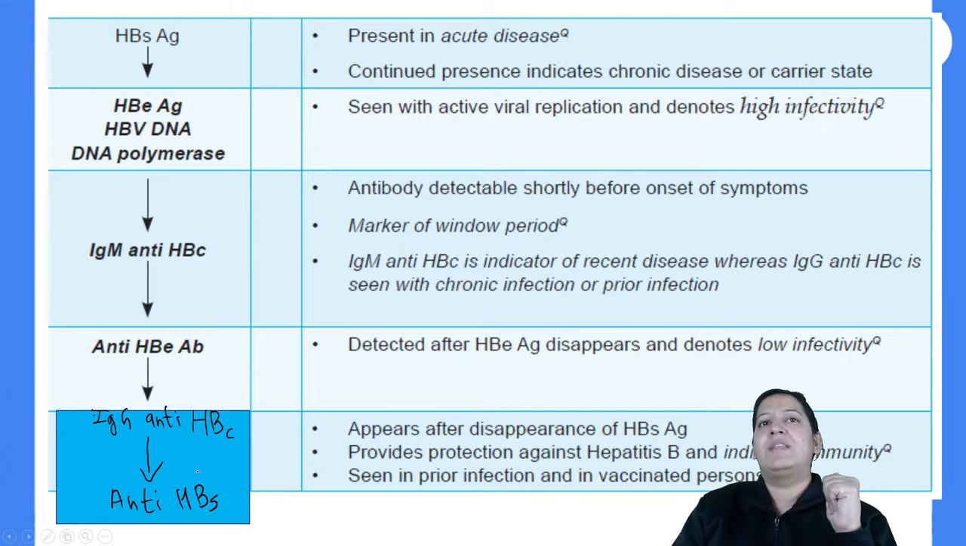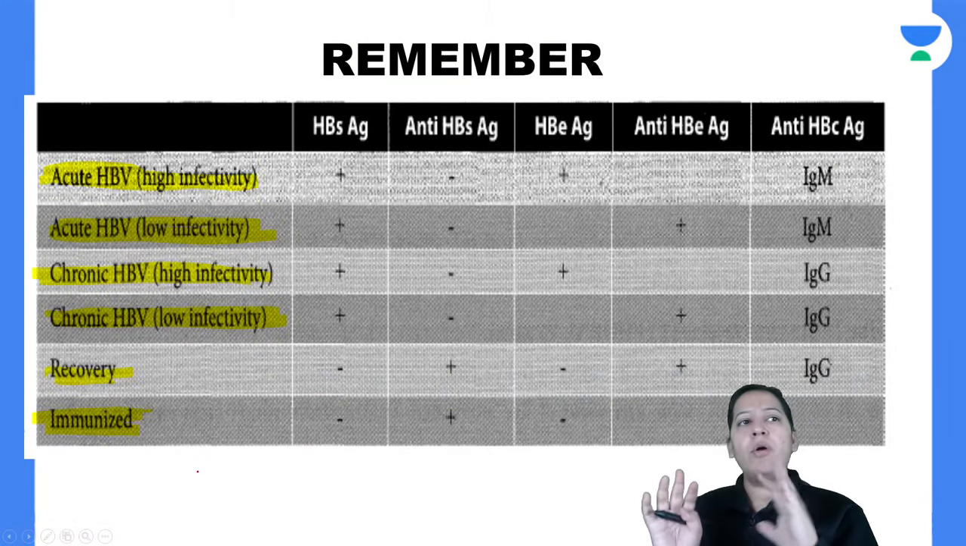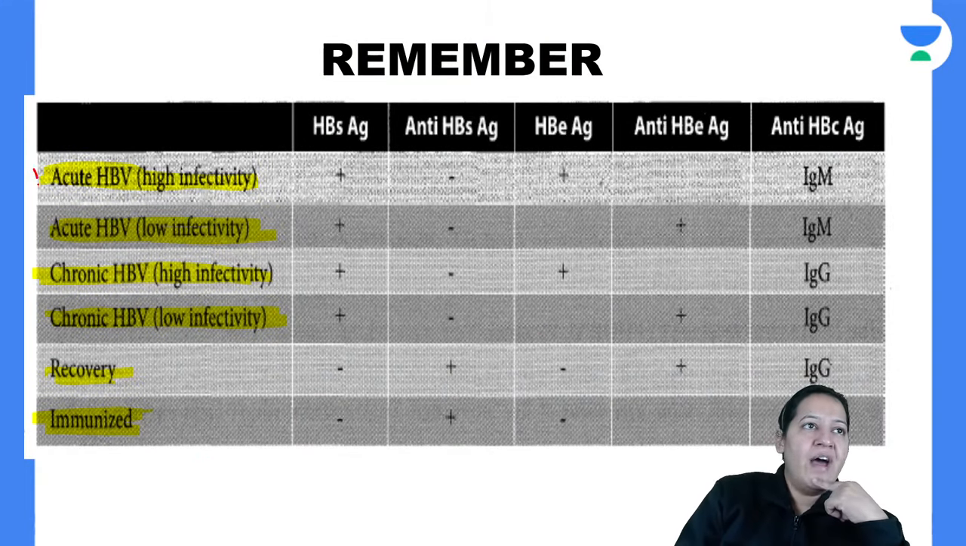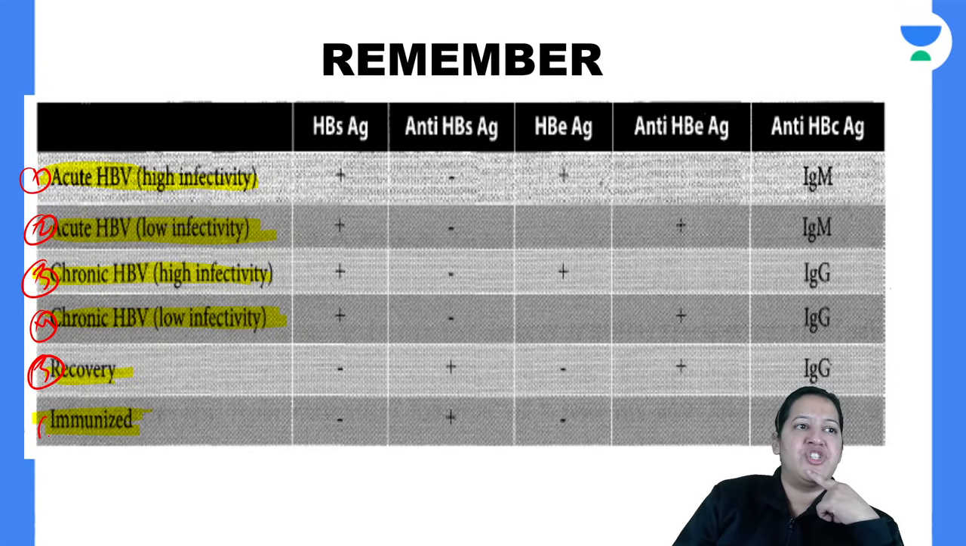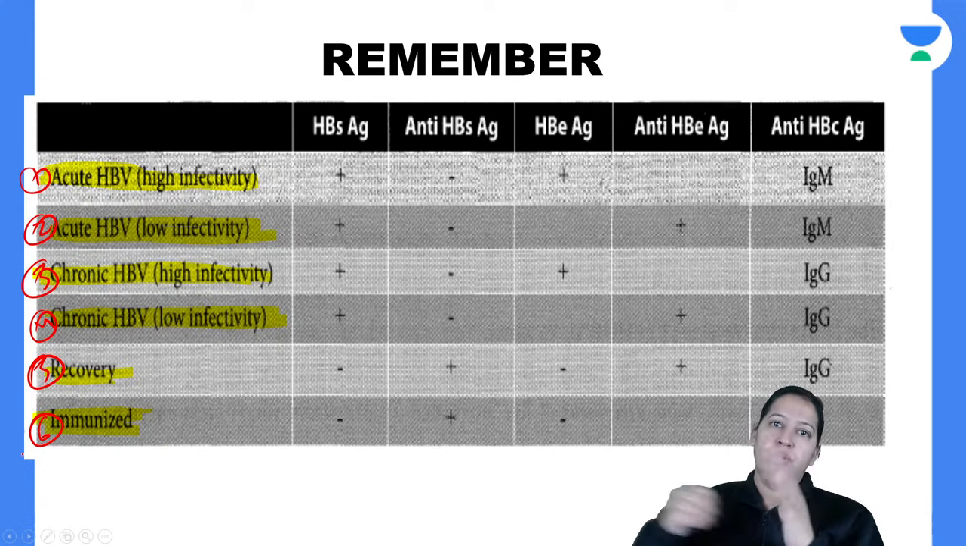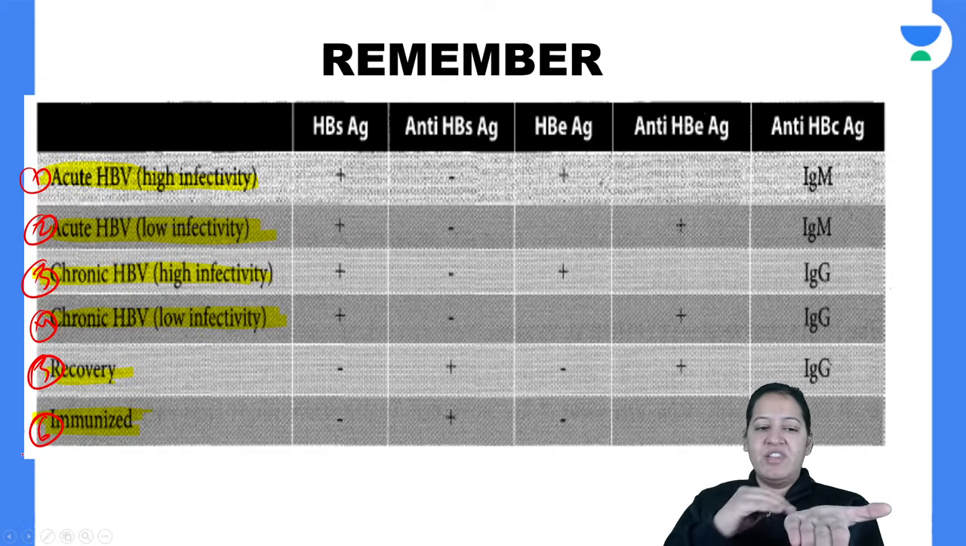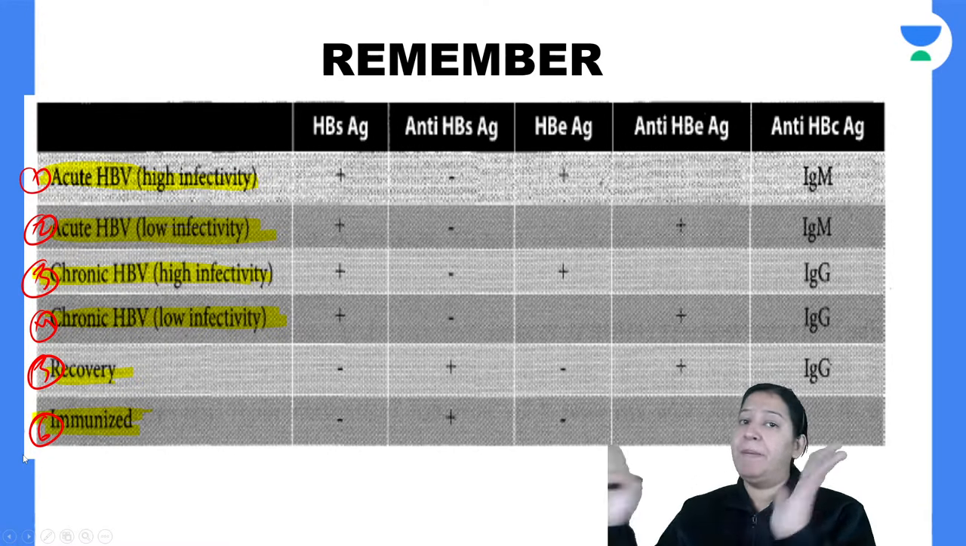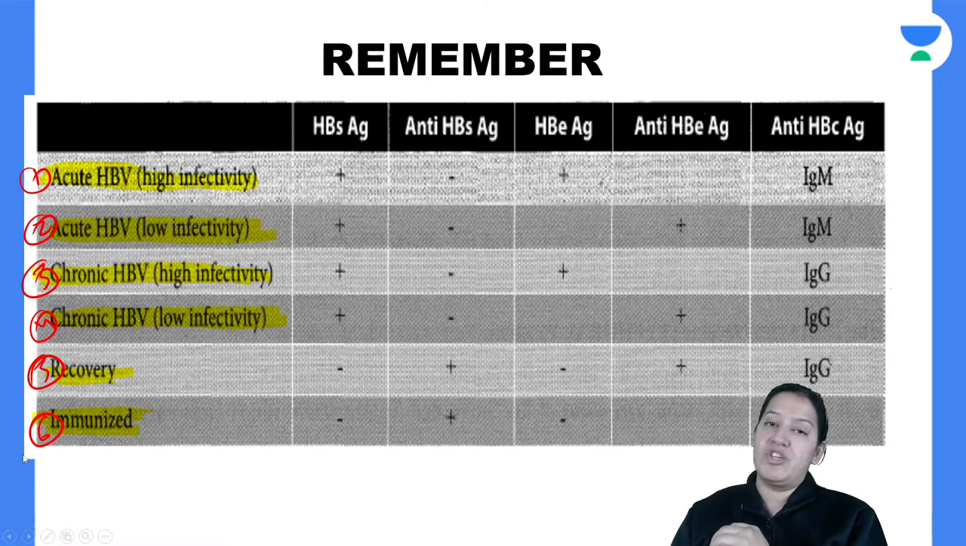So that is the complete thing I have written in front of you. Now there are patient 1, patient 2, patient 3, patient 4, patient 5, patient 6. Six patients in front of you. They are sitting one by one, all having their report in their hand. Doctor, this is my hepatitis B profile. So please tell me the interpretation of what I am having.